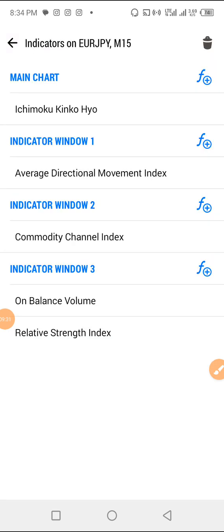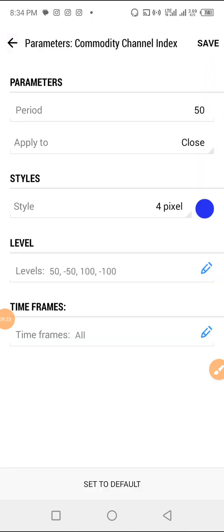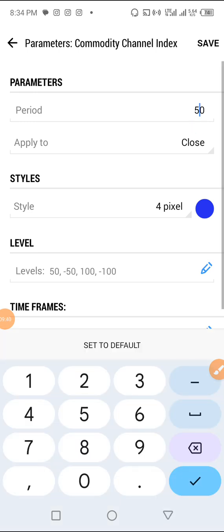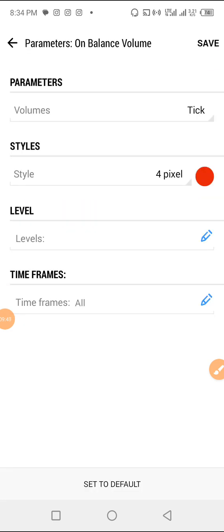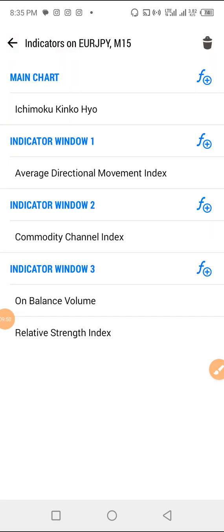Then CCI should be 50. Is that clear? Your period should be 25. It is 25 all through, not 50. Then you click on save. Your balance is on tick. Leave it that way. Then you add a RSI.